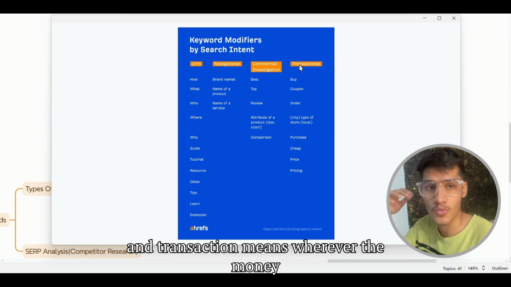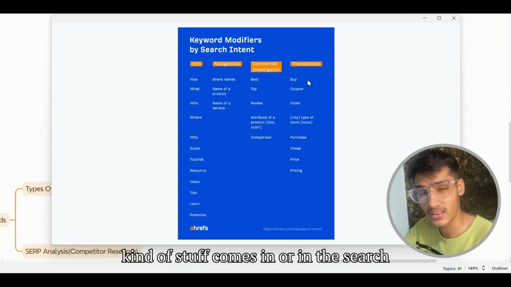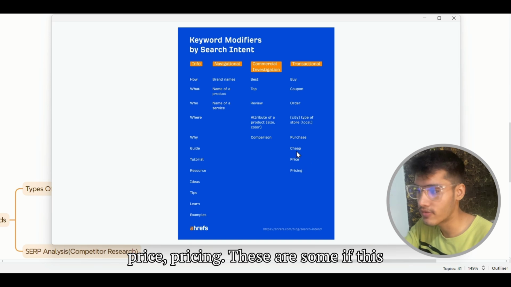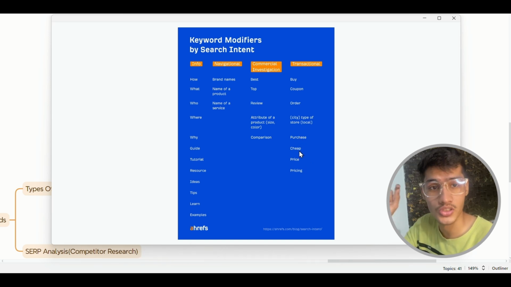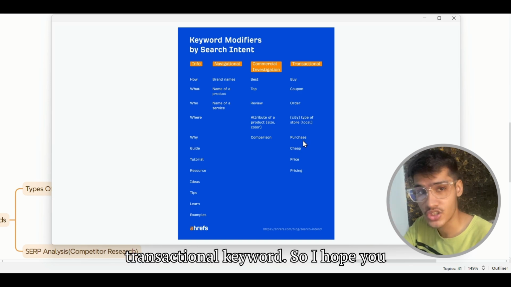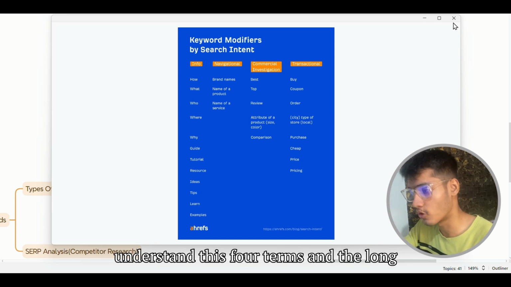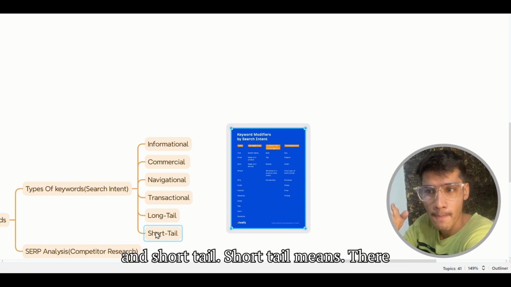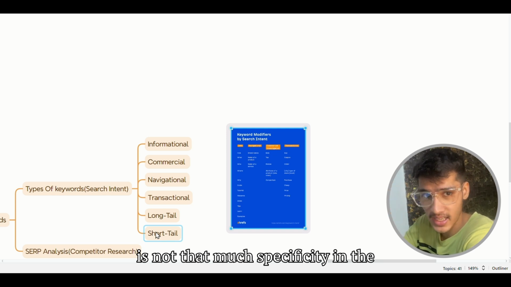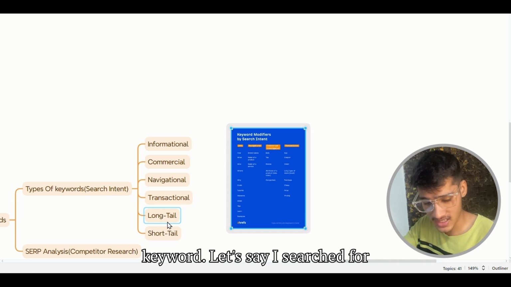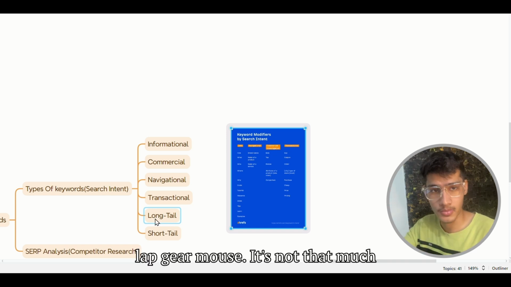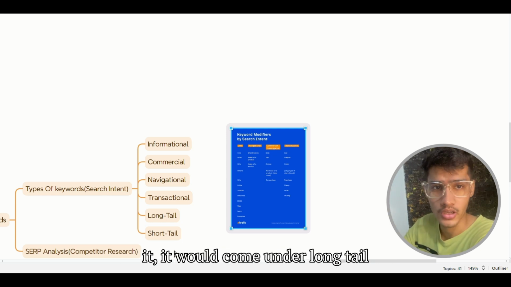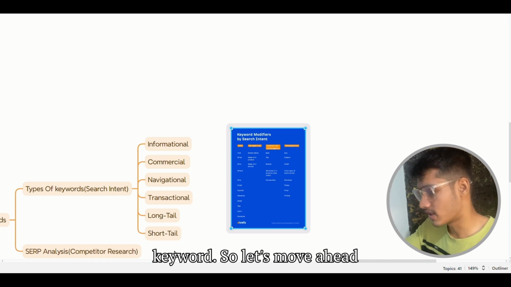And transactional means wherever money comes in, like buy, coupon, order, purchase, cheap, price, pricing. If these terms are in the user's search, it means it's a transactional keyword. So I hope you understand these four terms. And there are two more, long tail and short tail. Short tail means there is not that much specificity in the keyword. Let's say I searched for laptop mouse. It's not that specific. If I search for a specific model and the price of it, it would come under a long tail keyword. So let's move ahead.